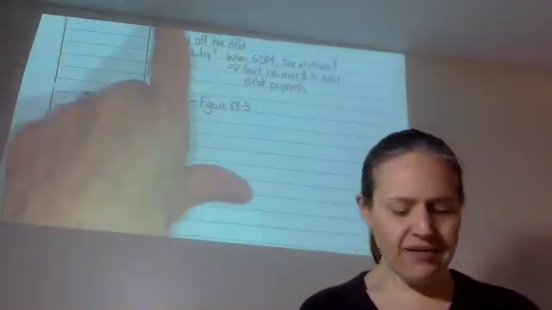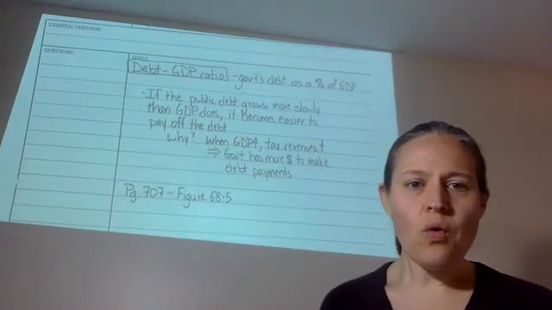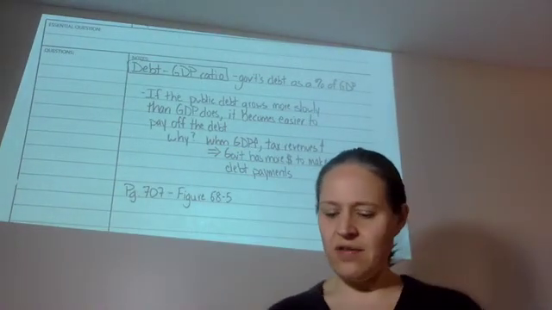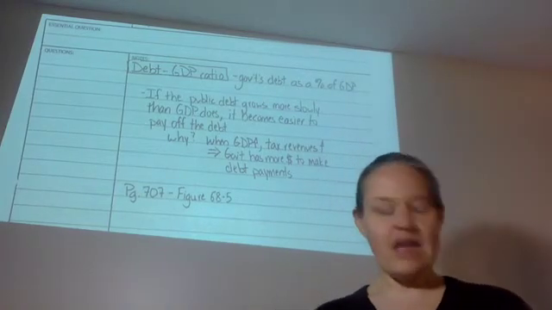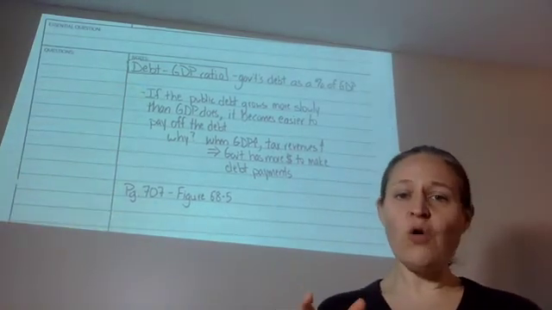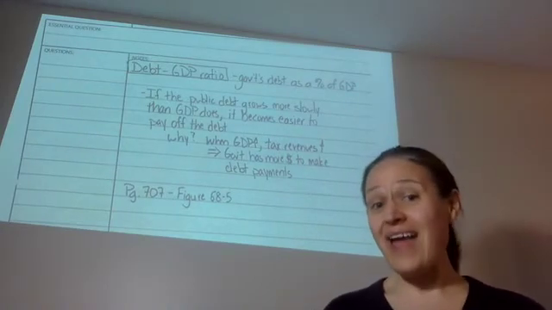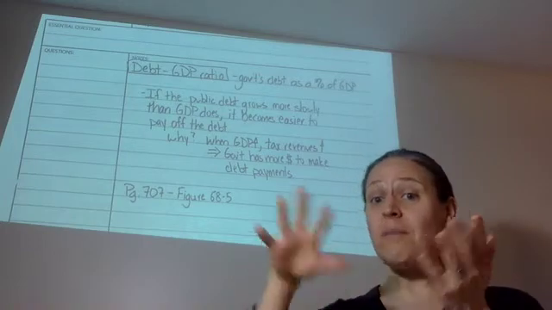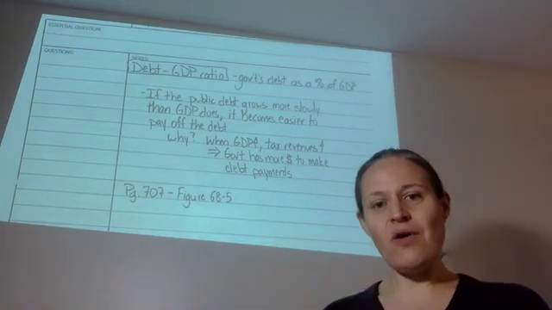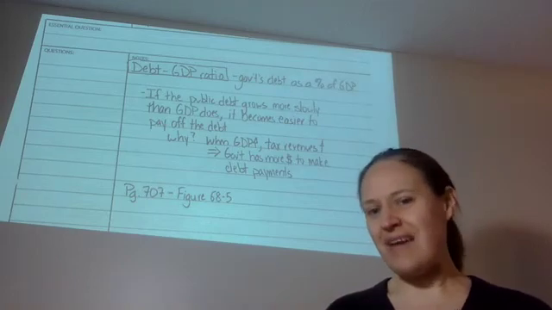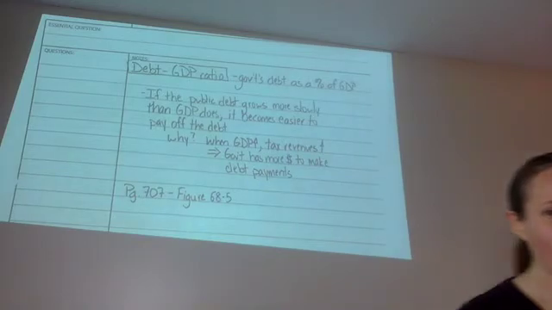Okay, so the debt to GDP ratio is the last thing we're going to talk about here. It's the government's debt as a percentage of the GDP. If the government debt grows more slowly than GDP does, then it's easier to pay off that debt, because when GDP goes up, the tax revenues that the government gets go up, so the government has more money to make those debt payments. But lately, our percentage of debt to GDP is really high.